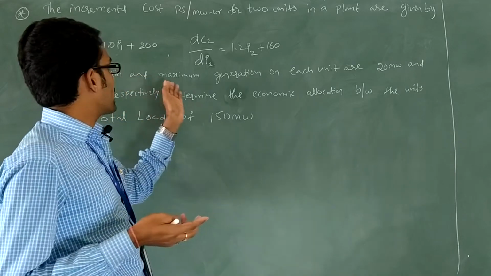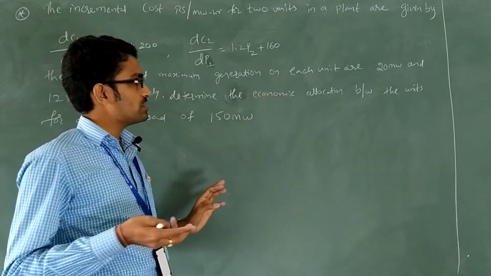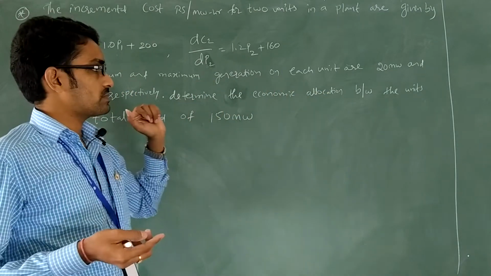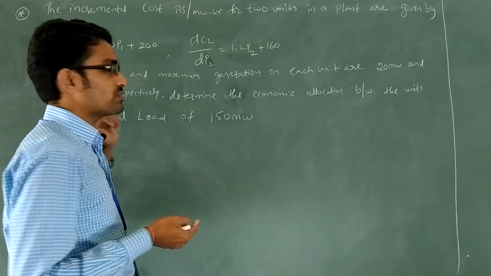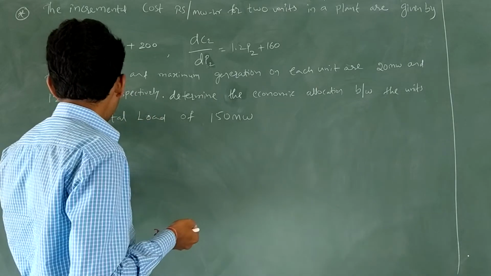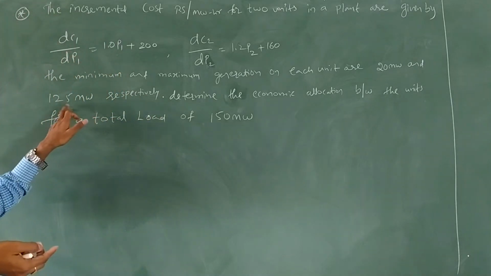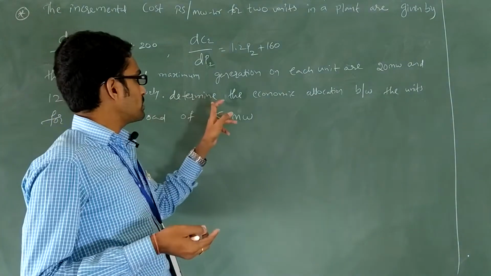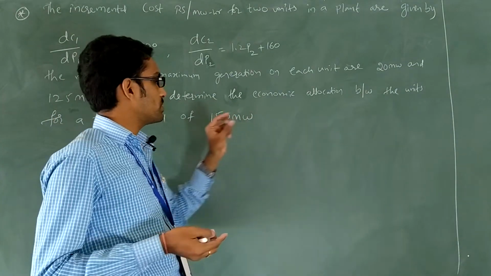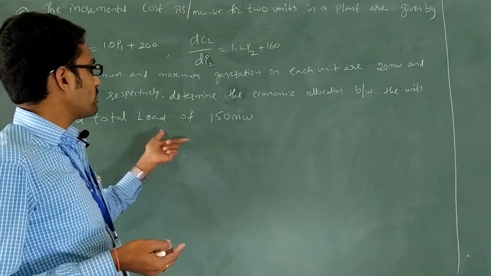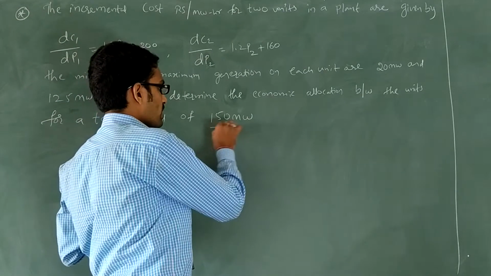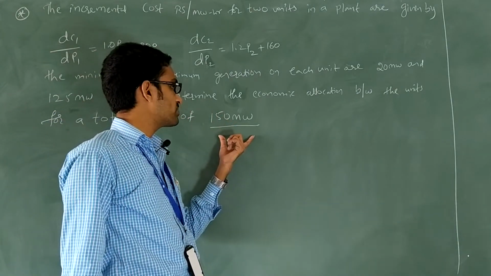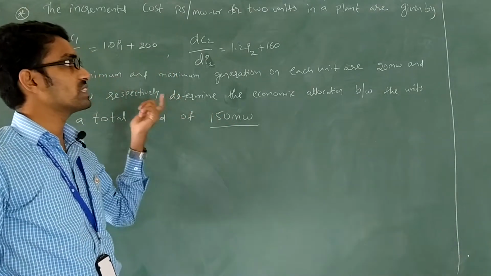The minimum and maximum generation on each unit are 20 megawatts and 125 megawatts. The rated capacity of that generator is 125 megawatts, so 125 megawatts is the maximum rating of the 2 generators respectively. Determine the economic allocation between the units for a total load of 150 megawatts. So if you have 150 megawatts of load, how are you going to distribute it between the 2 generating units?